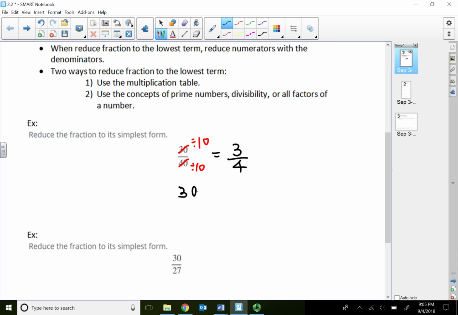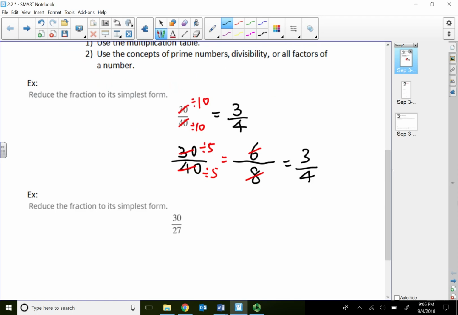Now, what will happen if I reduce 30 and 40 by 5 instead of 10? Well, if you do that, then whatever this answer is, you can reduce it again. So make sure you reduce the top and the bottom with the same number. 30 divided by 5 is 6. 40 divided by 5 is 8. And we recognize 6 and 8 are on the multiplication table of 2. So if I reduce them again by 2, 6 divided by 2 is 3. 8 divided by 2 is 4. So I get the same answer. Now, if you leave it at 6 over 8, it is not fully reduced.